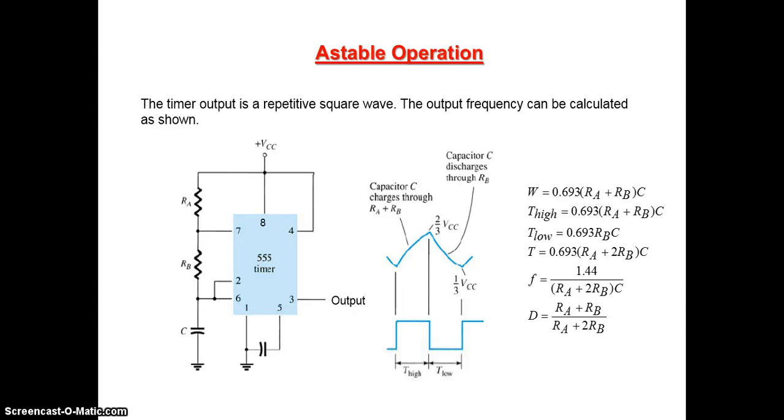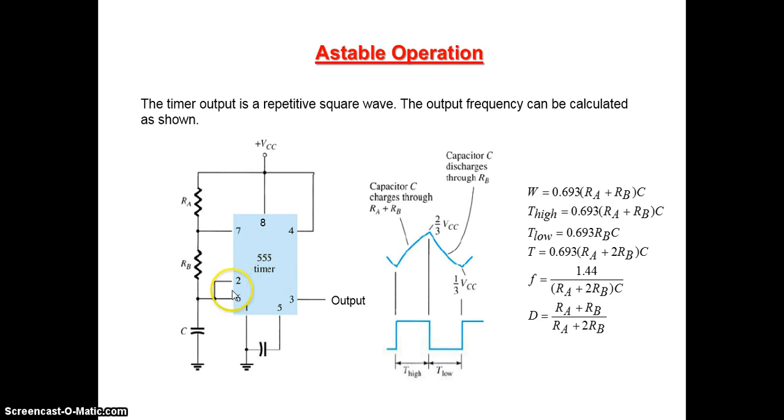Now we will discuss here how a 555 timer is working in Astable multivibrator mode. So it's Astable operation. Astable multivibrator is also called a free running oscillator. As you know, for an oscillator there is no input. So without any input you will get a square wave as output of a 555 timer in Astable mode.